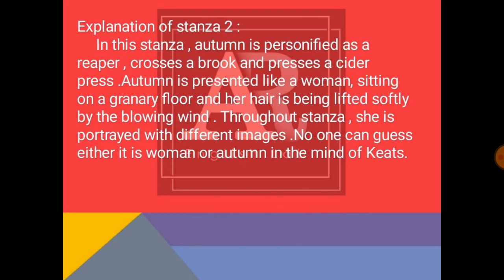Explanation of stanza 2. In this stanza, autumn is personified as a reaper who crosses a brook and presses a cider press. Autumn is presented like a woman sitting on a granary floor and her hair is being lifted softly by the blowing wind. Throughout the stanza, she is portrayed with different images. No one can guess whether it is a woman or autumn in the mind of Keats.